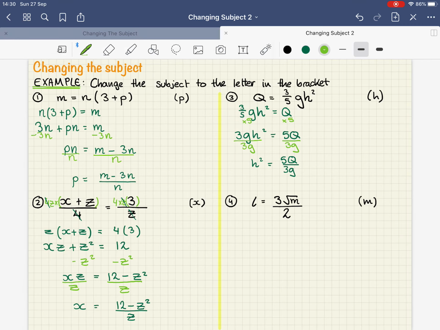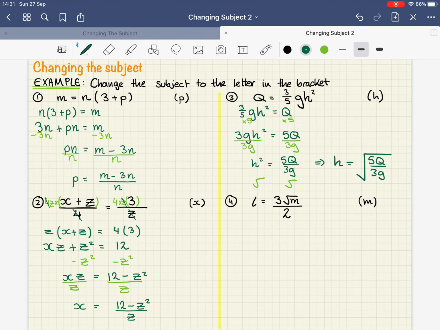Now, while I have the h mostly on its own, it is still not my subject. h squared is my subject. I just want the h. And so to get rid of the square, the opposite of squaring is square rooting. So I'm going to square root both sides. So I'm left with h equals the square root of 5q over 3g. And that there is my final answer.